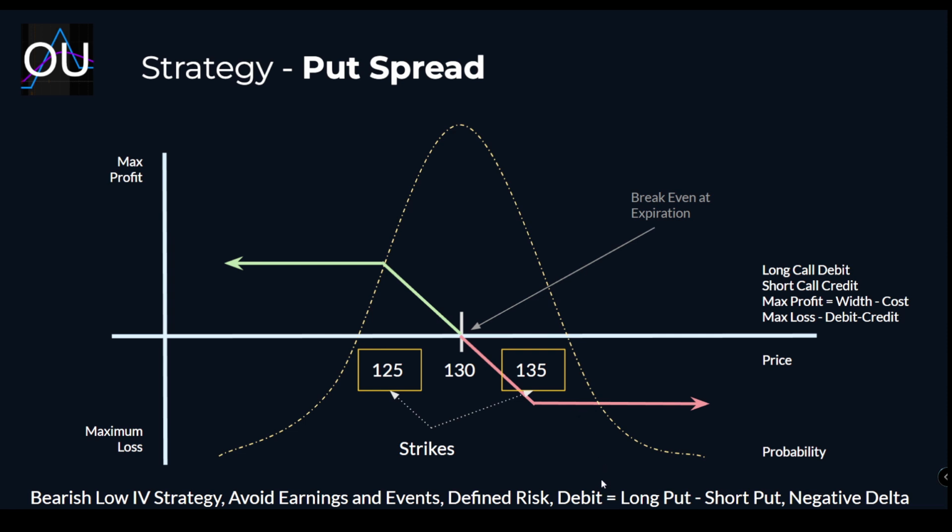And it's a debit strategy. So you're going to be buying options. It's not going to come out of your margin, it's going to just come out of your cash account. And the debit is going to be the long put minus the short put. And it's going to have negative delta, meaning that you want the stock to fall in order for you to make a profit.